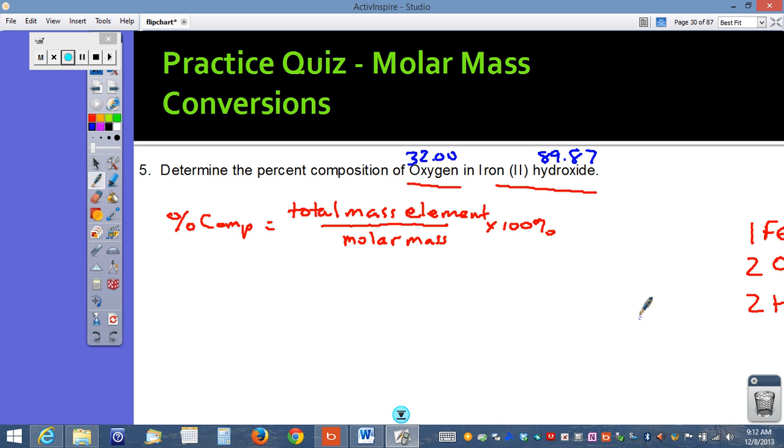Okay, and as on all kinds of percents, it's part over whole. So my percent composition will be the total mass of the element in question, oxygen, which is 32, over the molar mass, 89.87, times 100, which gives me a total of 35.61.